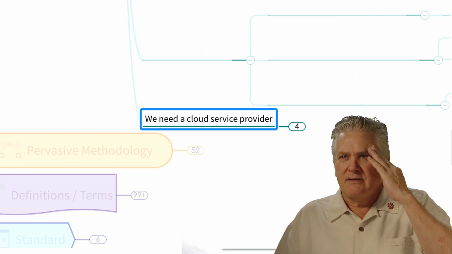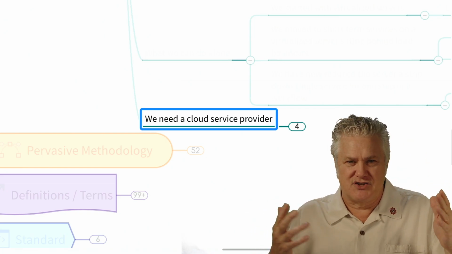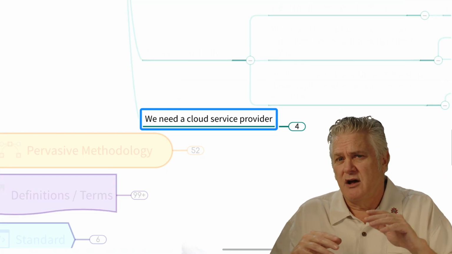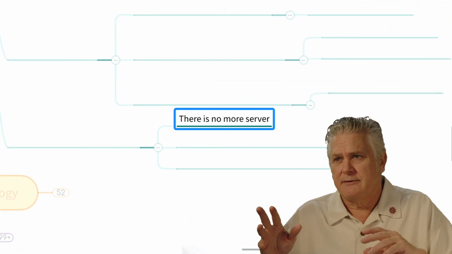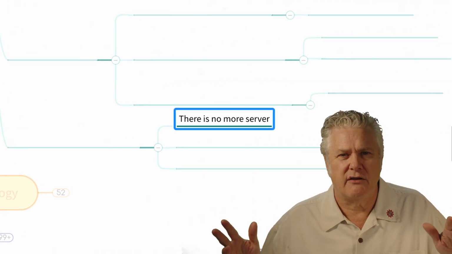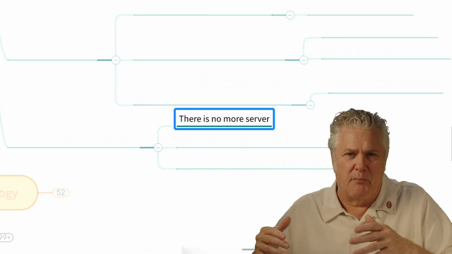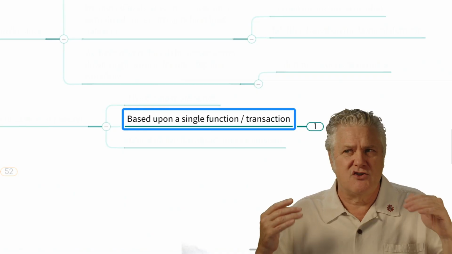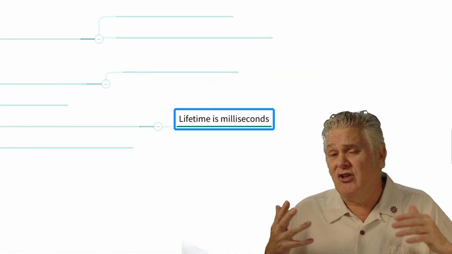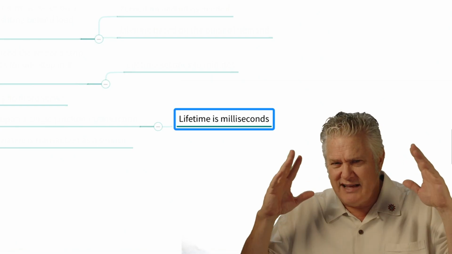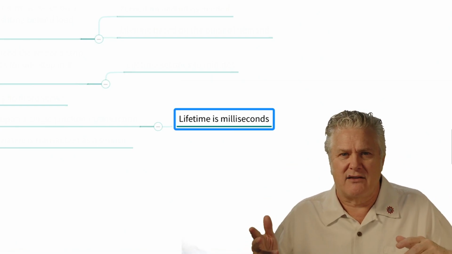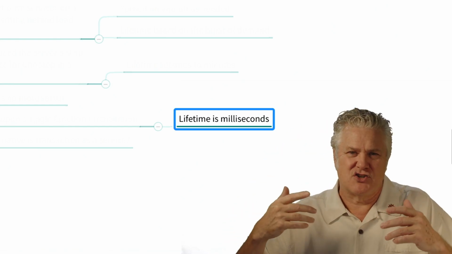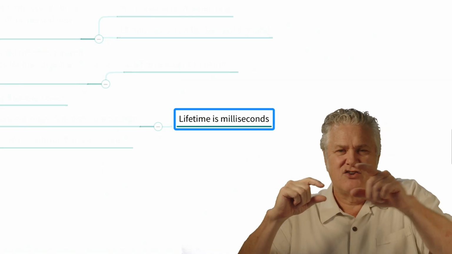So let's say we need a cloud service provider. We're going from what we could do alone to now switching over to a cloud service provider because of the tools that they're going to offer us. There's no more server in theory. I mean, we can go get servers from them, but we could get to a level where there's no server whatsoever. And this is based upon single functions or single transactions. Now the lifetime of the server that we thought of before is in milliseconds. When a DNS request comes in, we spin up the DNS. It's not really a server at that point. It's a cloud service that says, here's that transaction.